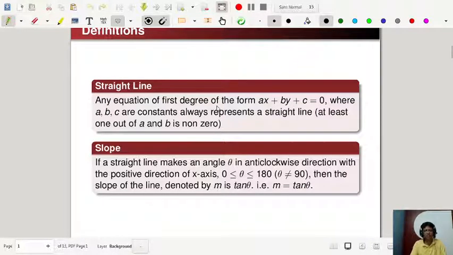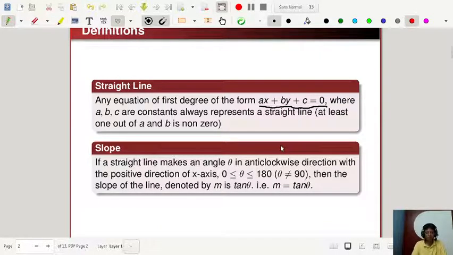Any equation of first degree of the form ax + by + c = 0, where a, b, c are constants, always represents a straight line. At least one of a and b must be non-zero. So any first degree equation in x and y always represents a straight line. That is the basic definition of a straight line. Any first degree, that is, the power of x and y is 1.